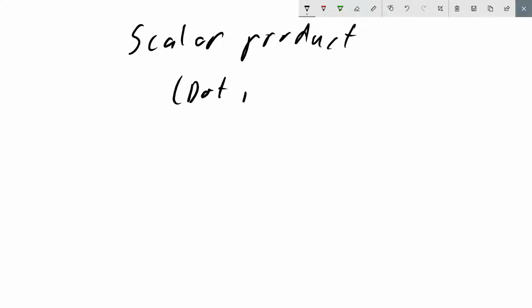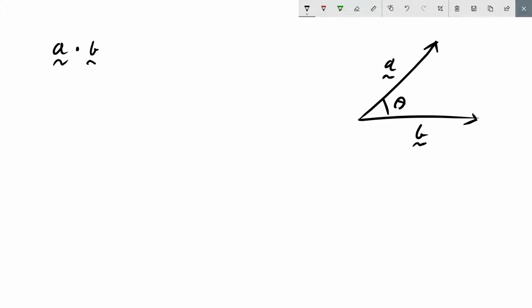So in today's video, we're going to be looking at the scalar product, otherwise known as the dot product. Let's draw a diagram to help us. So we have two vectors, vector A and vector B, and they form some sort of angle theta in between. So by definition, A dot B is equal to the magnitude of A times the magnitude of B times the cosine of the angle in between.